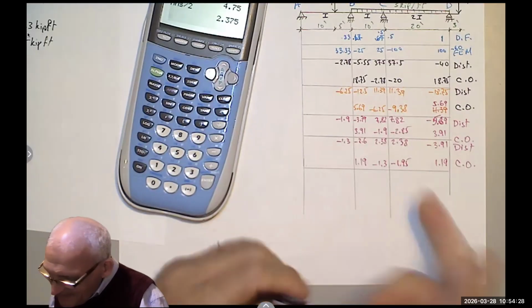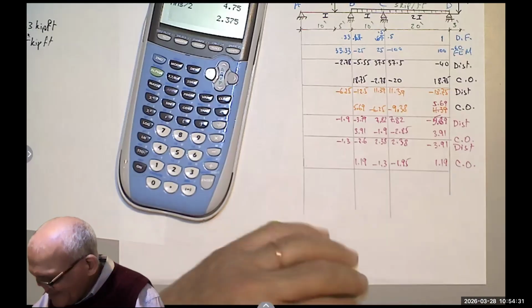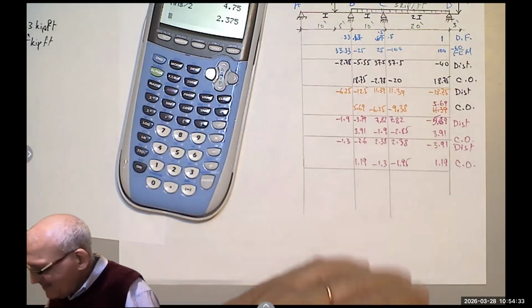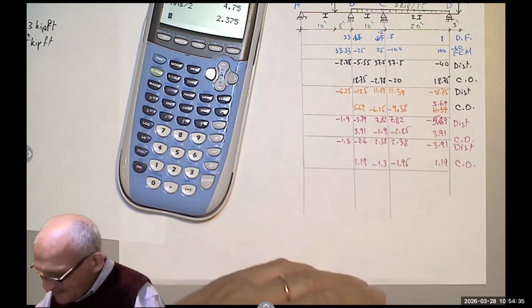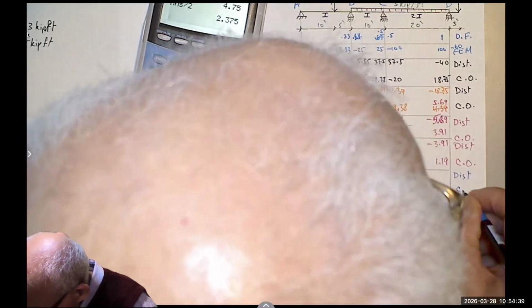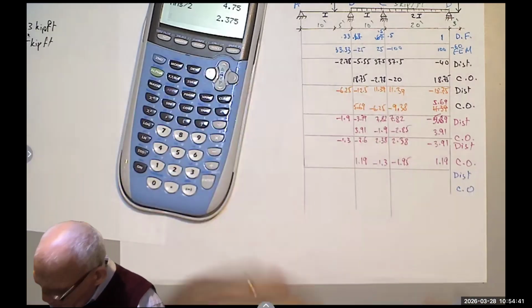Oh my God. I think still in the 1. So let's do one last one. Oh my God. Okay. Distribution, carry over. This is negative 119.